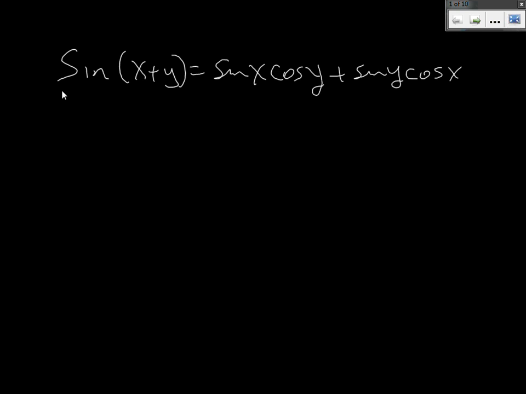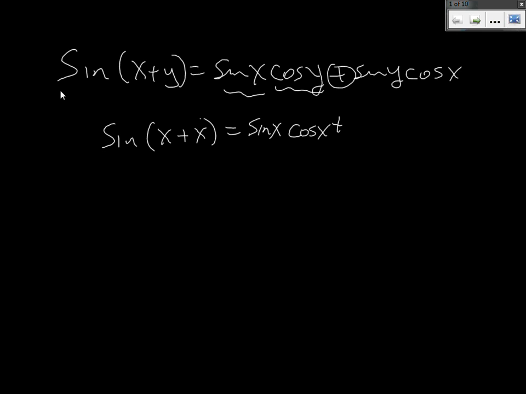Now, what if y was also x? Oops. Instead of y, I'm going to put x. Okay. So, I have the sine of x, the cosine of x, plus the sine of y, but y is x, so sine x, cosine x. But notice, those are exactly the same.